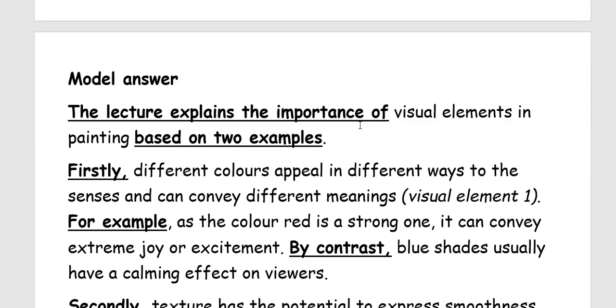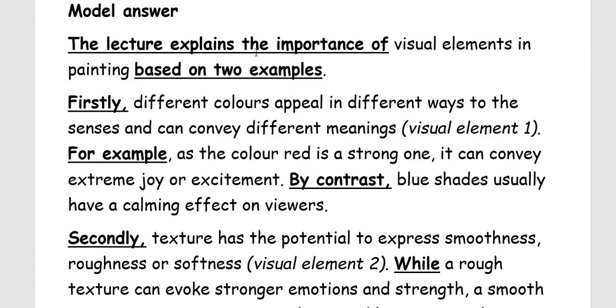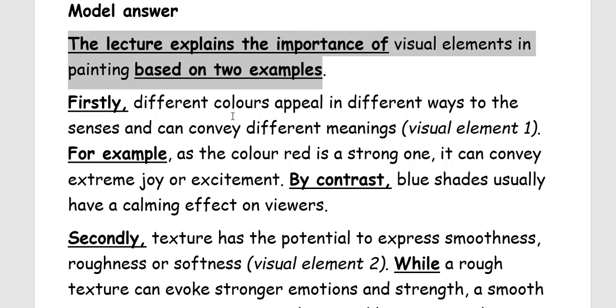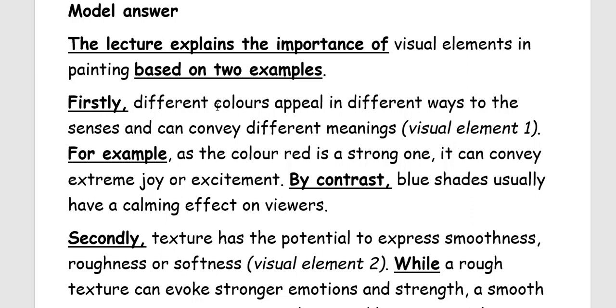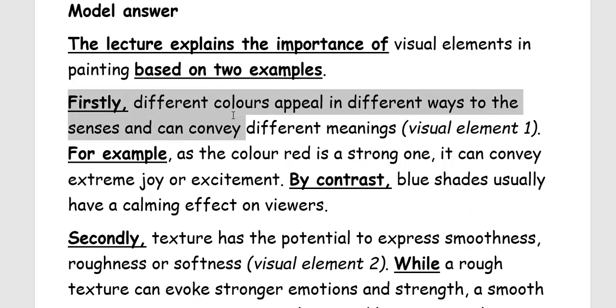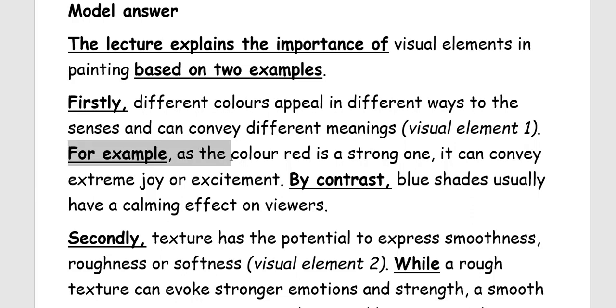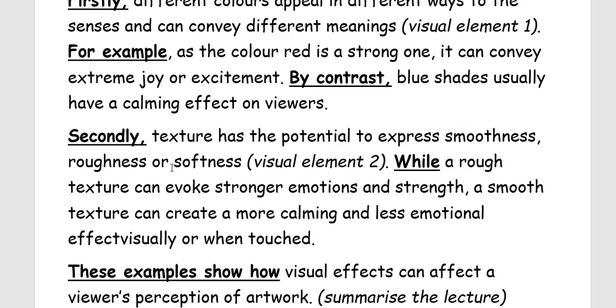Now let's look at my model answer. Listen to me carefully and repeat after me. The lecture explains the importance of visual elements in painting based on 2 examples. Firstly, different colors appeal in different ways to the senses and can convey different meanings. For example, as the color red is a strong one, it can convey extreme joy or excitement. By contrast, blue shades usually have a calming effect on viewers.